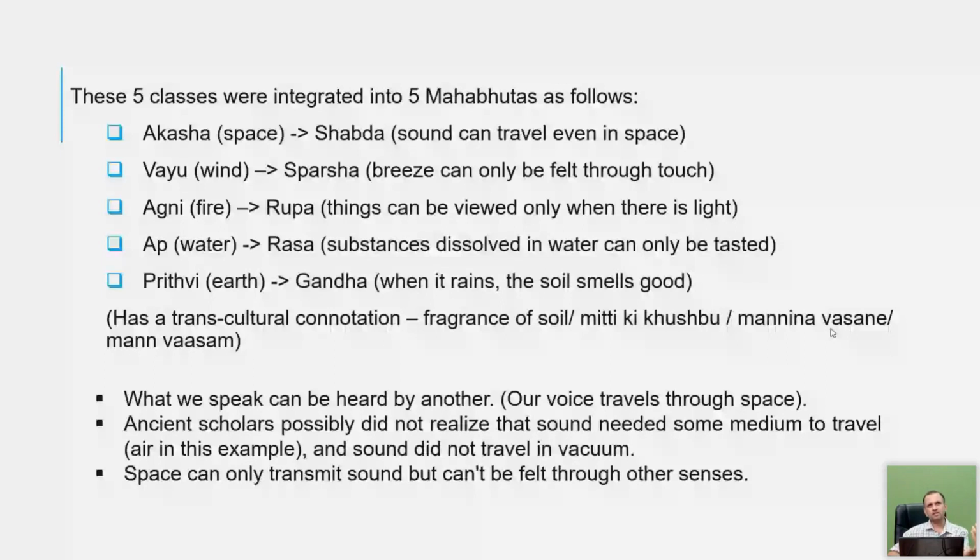These 5 classes were integrated into 5 Mahabhutas. Akasha was integrated in Shabda because sound can travel even in space. The term space has to be carefully understood as I explained during my previous slide. Vayu, the Sparsha, breeze can only be felt through touch. Agni, fire, was integrated with Rupa, that is vision. Things can be viewed only when there is light.